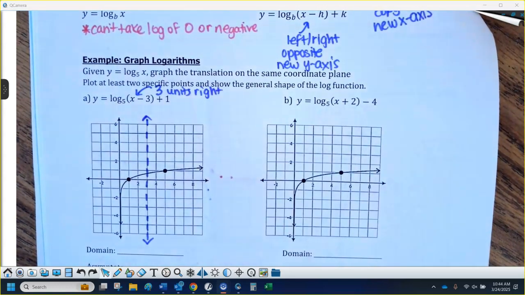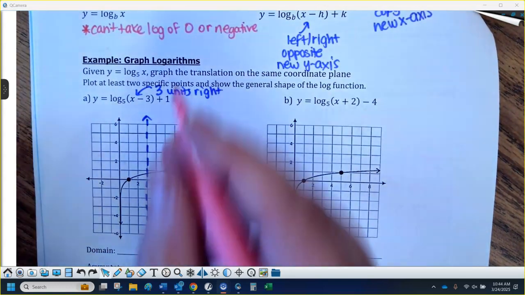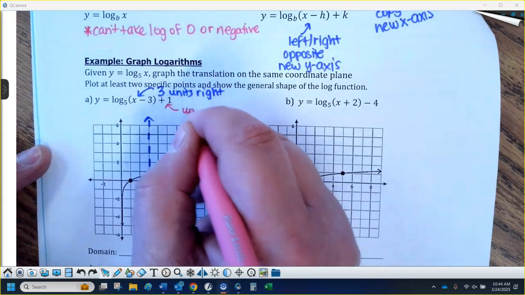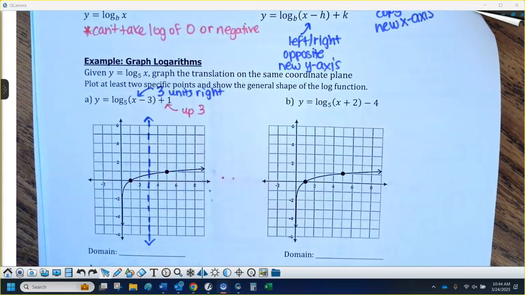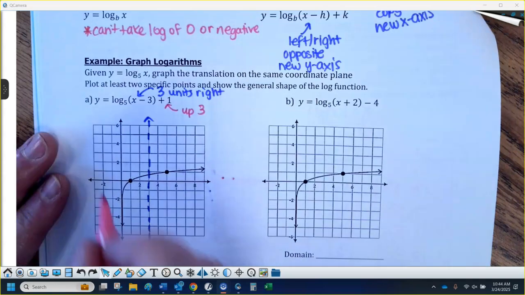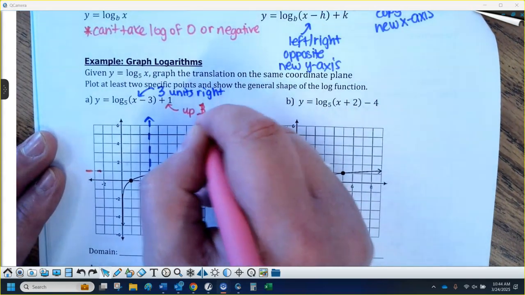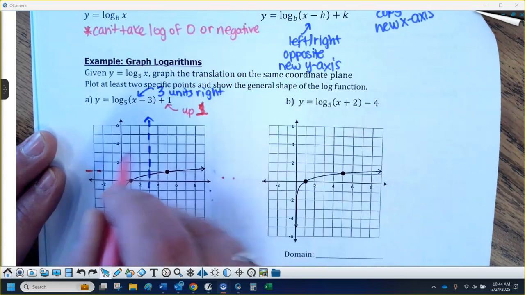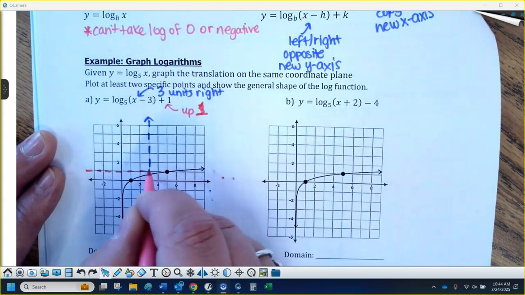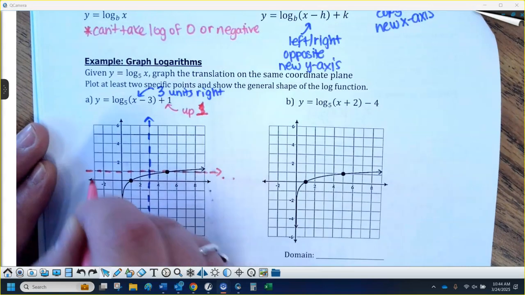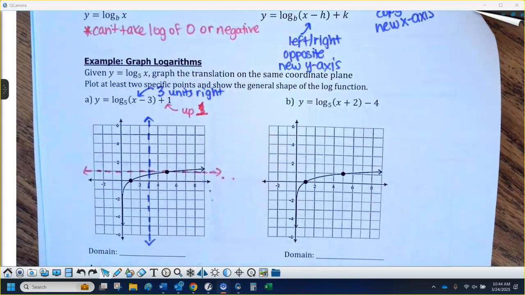Okay, now the +1, let me grab a different color. The +1 is going to go up 1. I don't know why I just said up 3. Up 1 is what I meant. So instead of the x-axis where it's at, I'm just going to move the x-axis up 1. If you want to do it like this, this is kind of how I do it. I basically redraw the x-axis and the y-axis.